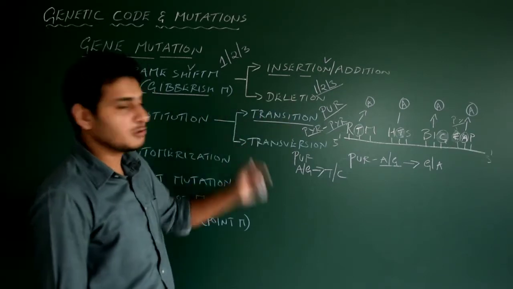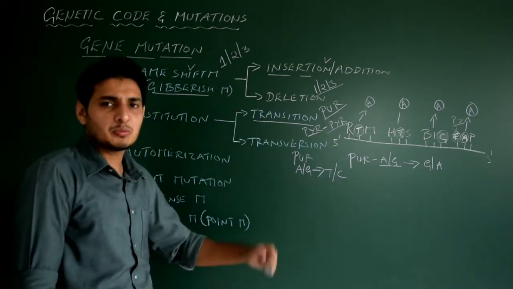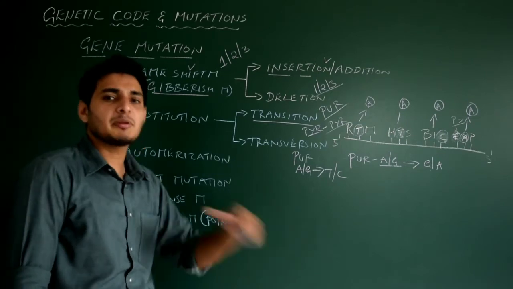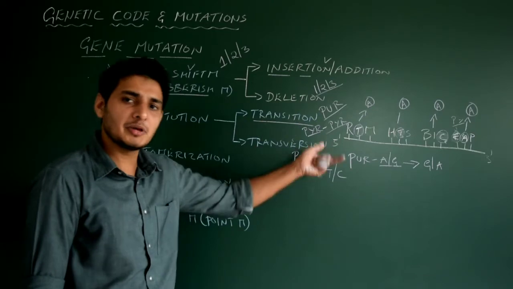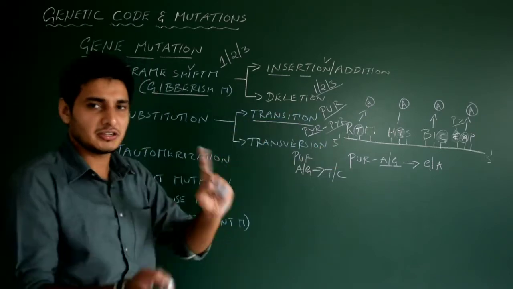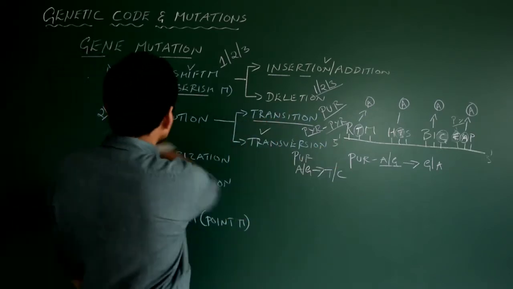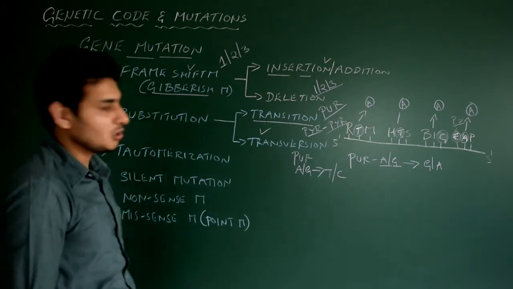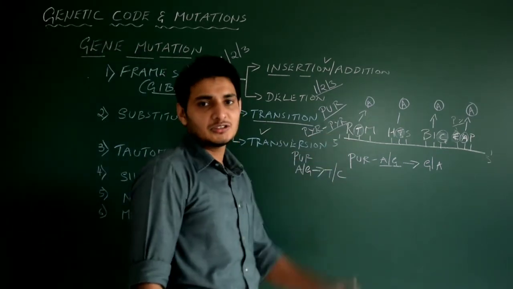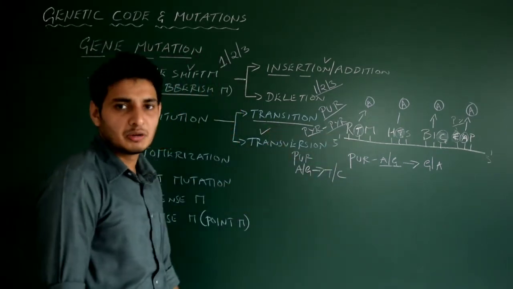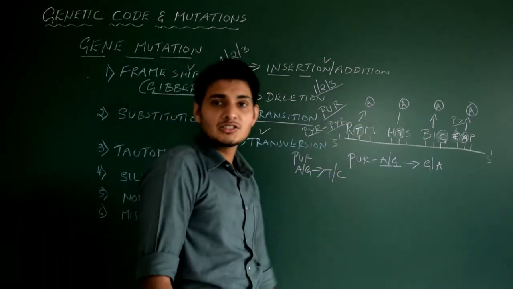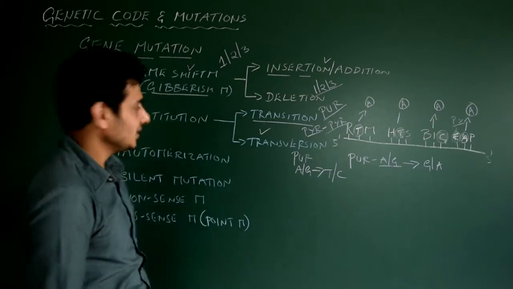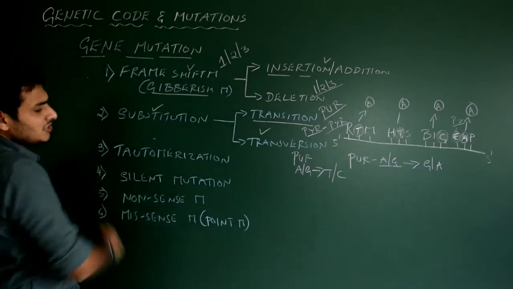Okay, transversion means a purine is replaced by a pyrimidine, or a pyrimidine is replaced by a purine, vice versa. In transition, it is purine by purine or pyrimidine by pyrimidine. That is strict. Transversion is opposite. So it's easy now. That is substitution. What's going to happen because of the change in the nitrogenous base, because of the replacement of a purine by a pyrimidine or a purine by another purine? The amino acid sequence will be different, abnormal. That is mutation.